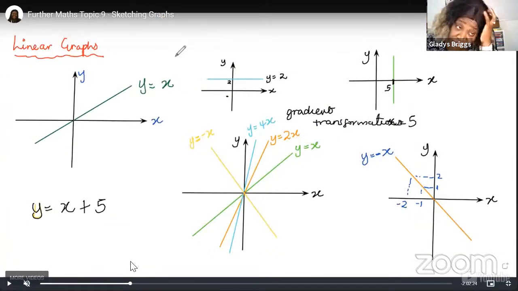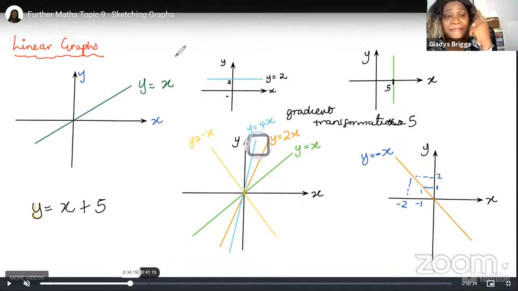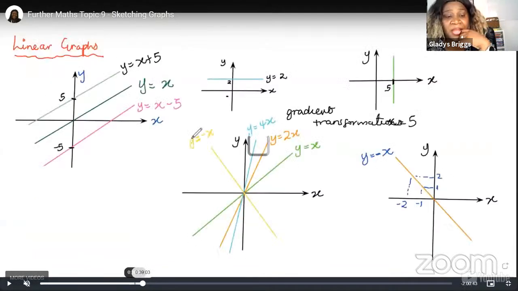Okay, and I showed you how you transform the y-intercept when you say y is equal to x plus 5. This is y is equal to x, but y is equal to x plus 5 is going to shift the graph up to 5 there, yeah? And y is equal to x minus 5 is going to shift the graph down to negative 5. So that's it for the linear graphs. You need to know them and be able to identify them if you see them in the exams.